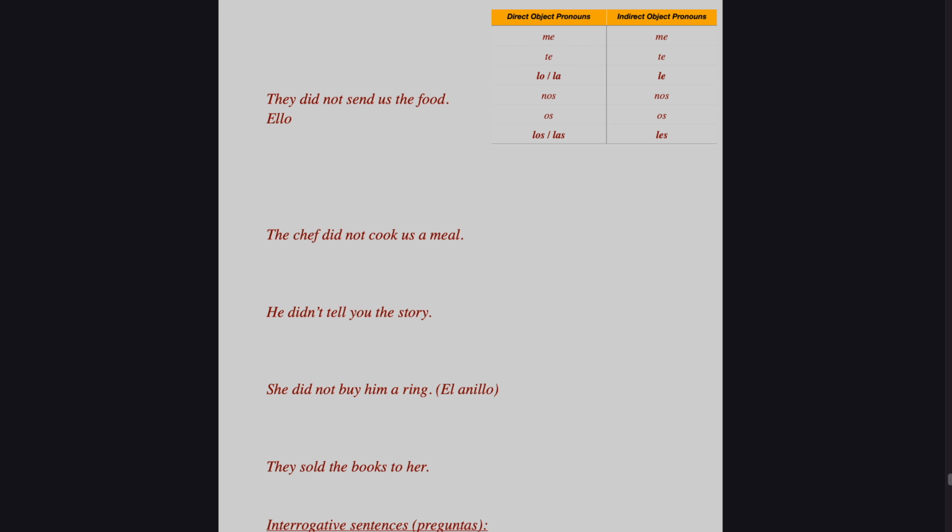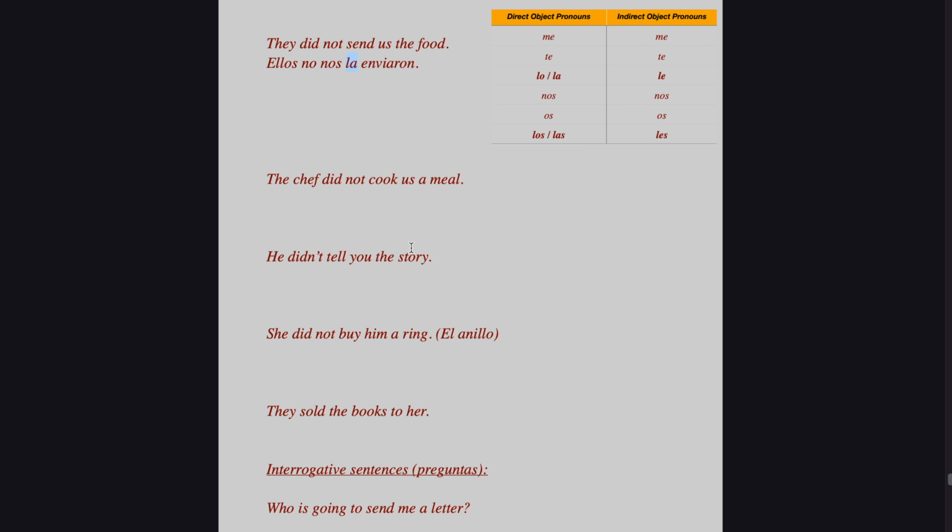They did not send us the food. Ellos, again negation is there. "No nos la enviaron." The past tense, right? Did not send, past tense. So "enviaron." "Ellos no nos la enviaron." They did not send us the food. They did not send it to us. That's what we are writing with "la." It means "it."